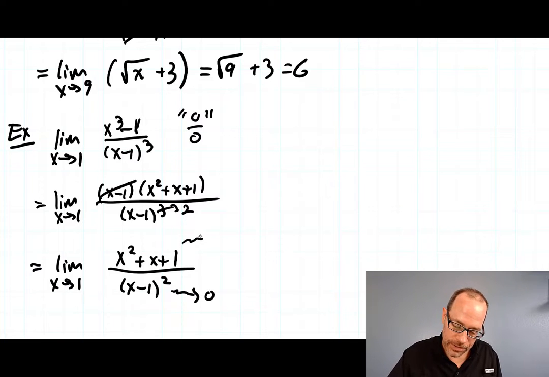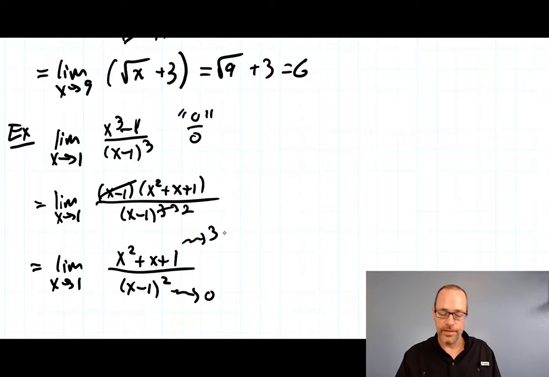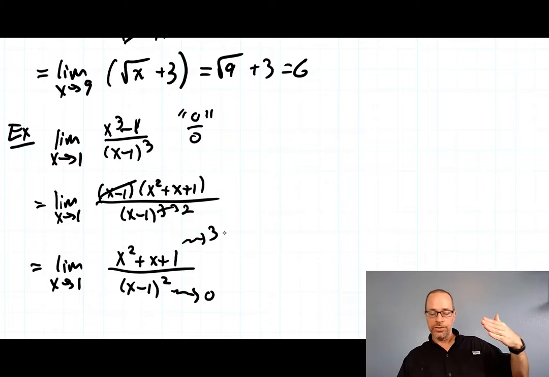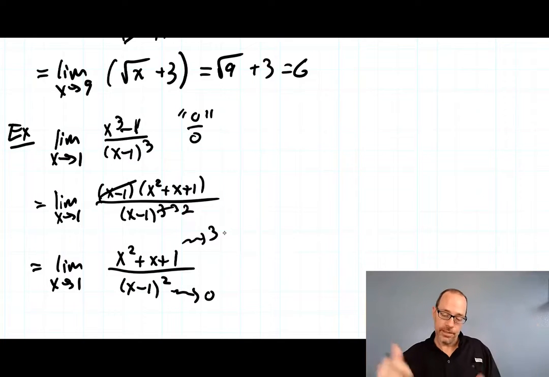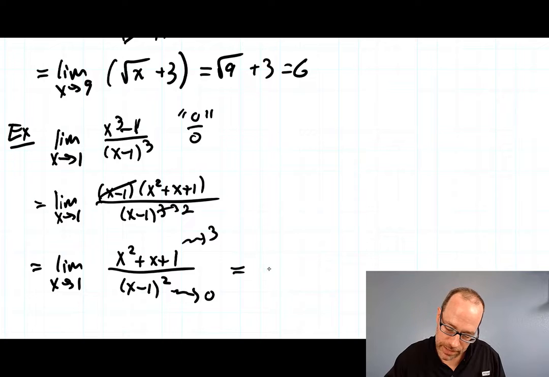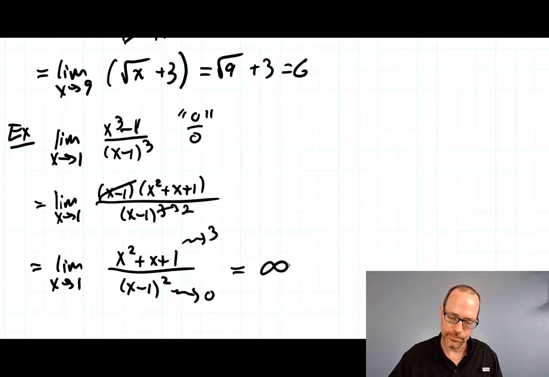Now the bottom is trying to go to 0. The top is trying to go to 3. So it's going closer and closer to something like 3 over a very small number. And as the denominator gets smaller and smaller and smaller, it blows up. Okay, so this actually is infinity.